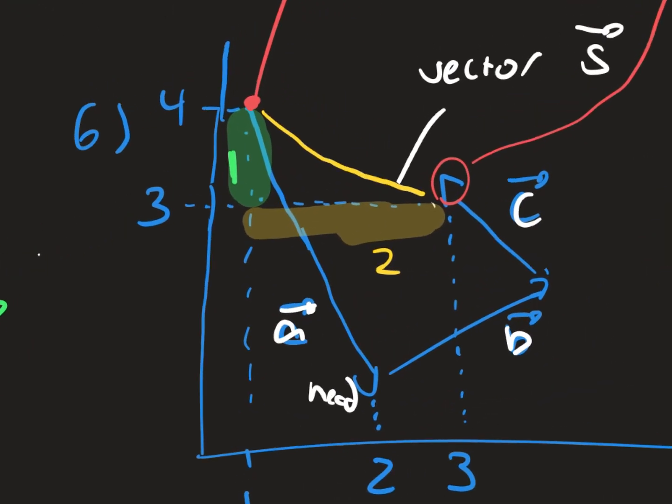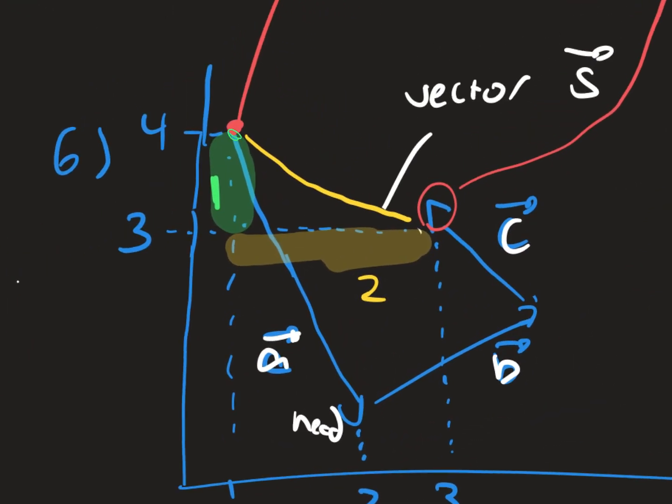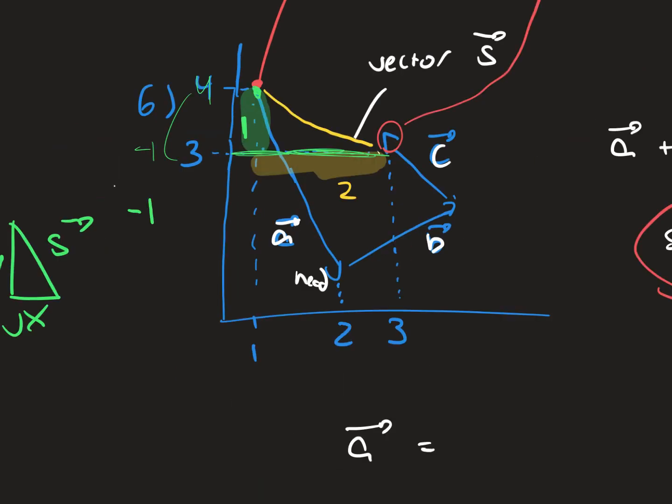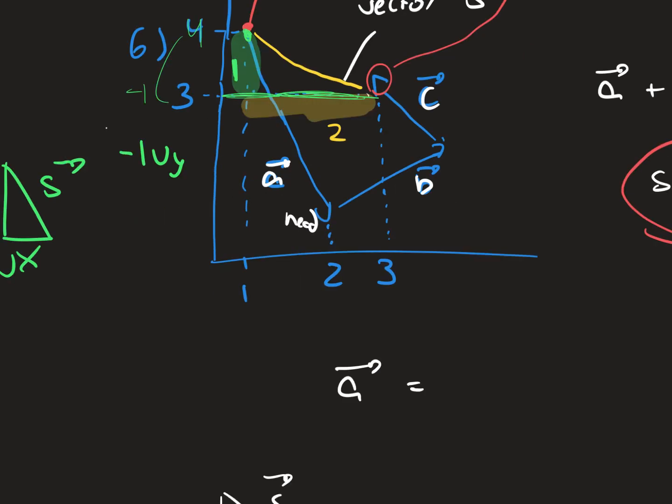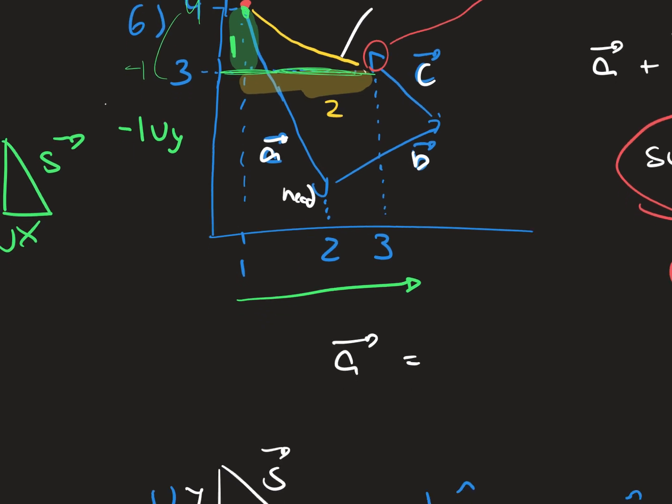So if we look closely, we're going to start at the bottom of vector A, y equals 4, and we're going to end up right here at y equals 3. So it's going to be -1, and that should give us -1 uy. Now in regards to the x component, we're going to move from 1 to 3 in the positive direction. So from 1 to 3, we're going to have positive 2 ux.